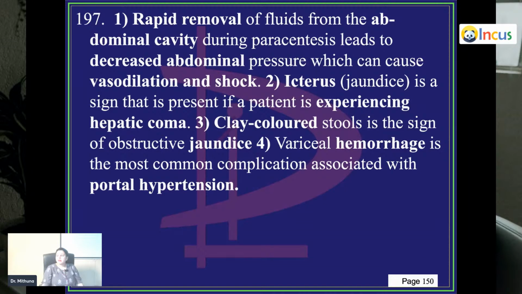So in paracentesis, what are you doing? You're removing fluids from the abdominal cavity. But you're supposed to do it gradually. What if you do it suddenly? What can happen? Sudden difference in pressures. That patient can go into shock. So you have to be very careful, because decreased abdominal pressure can cause vasodilatation and sudden shock in that patient. So you have to avoid that. Paracentesis has to be done in a gradual way, not a rapid way.